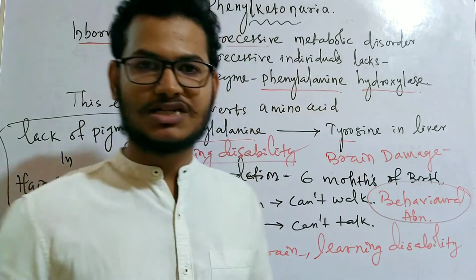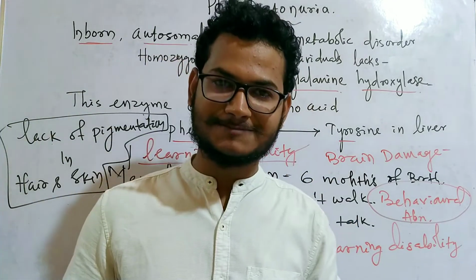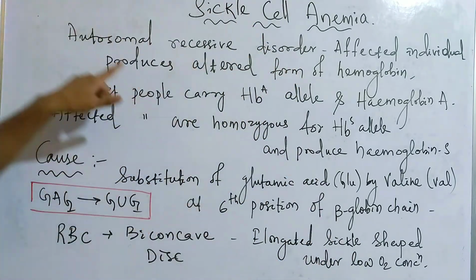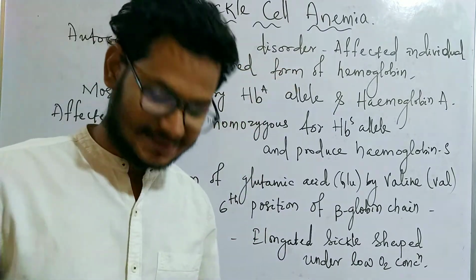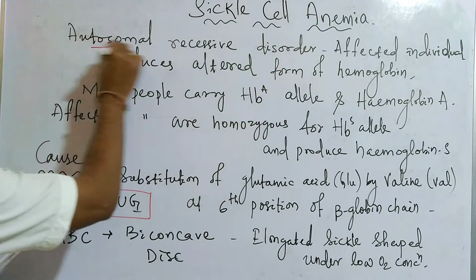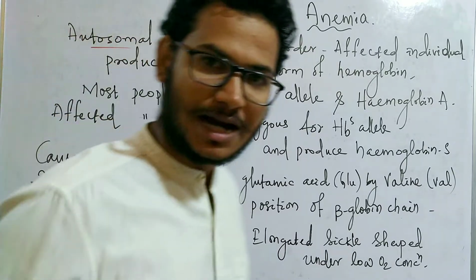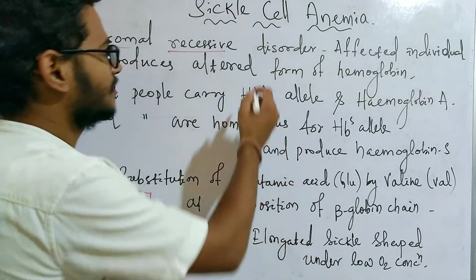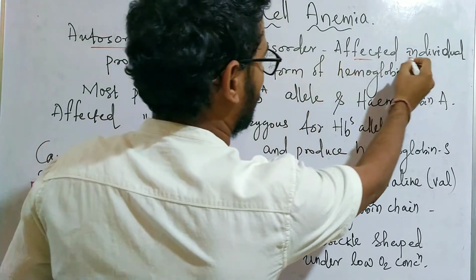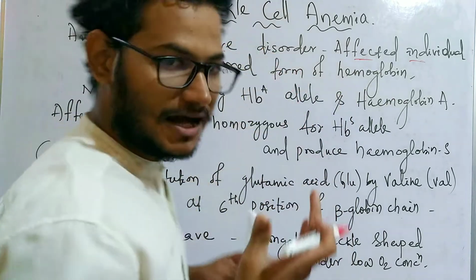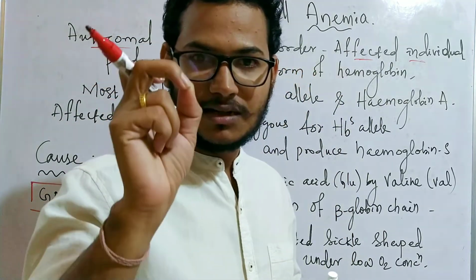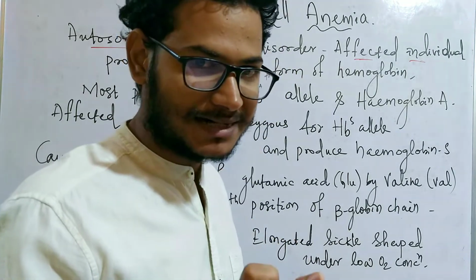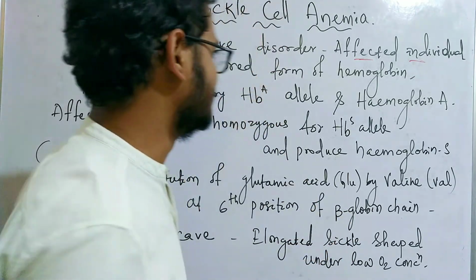So this is all about phenylketonuria. Now we will talk about sickle cell anemia. This is also an autosomal recessive disorder. It is due to abnormality in the autosome, and it is also recessive like phenylketonuria. When the affected individual has only a single affected allele, the individual is not affected but is a silent carrier of the disease.